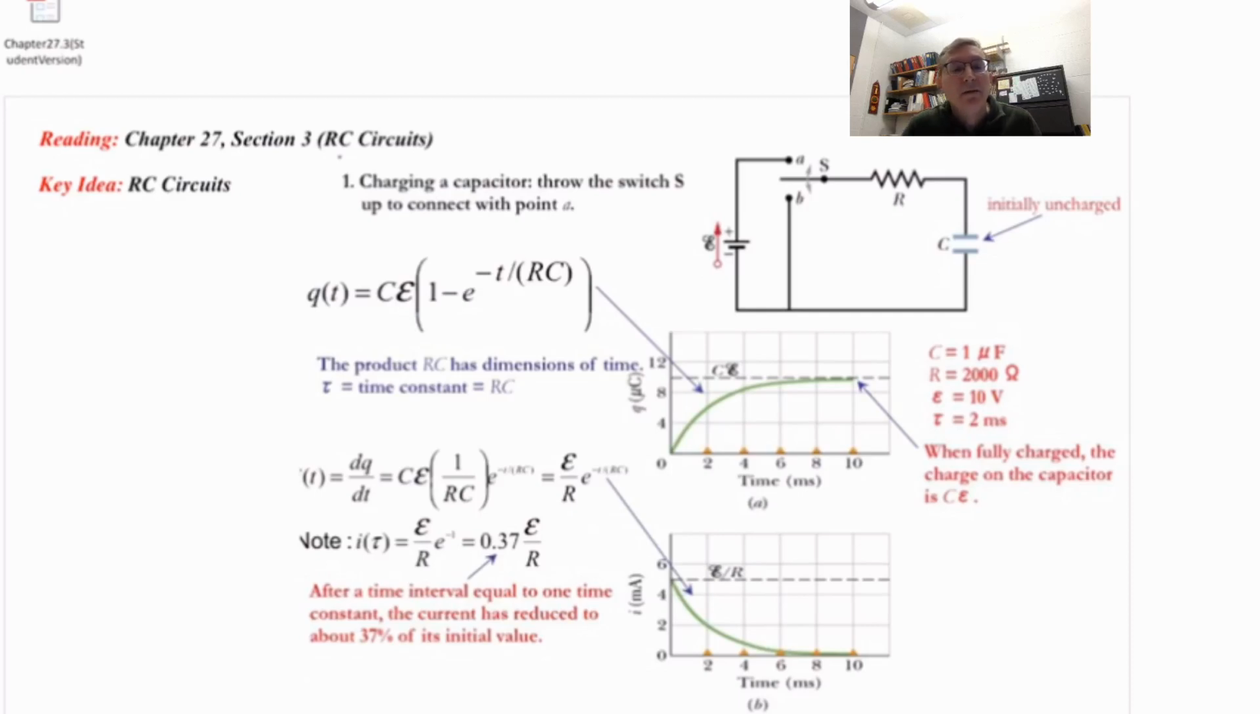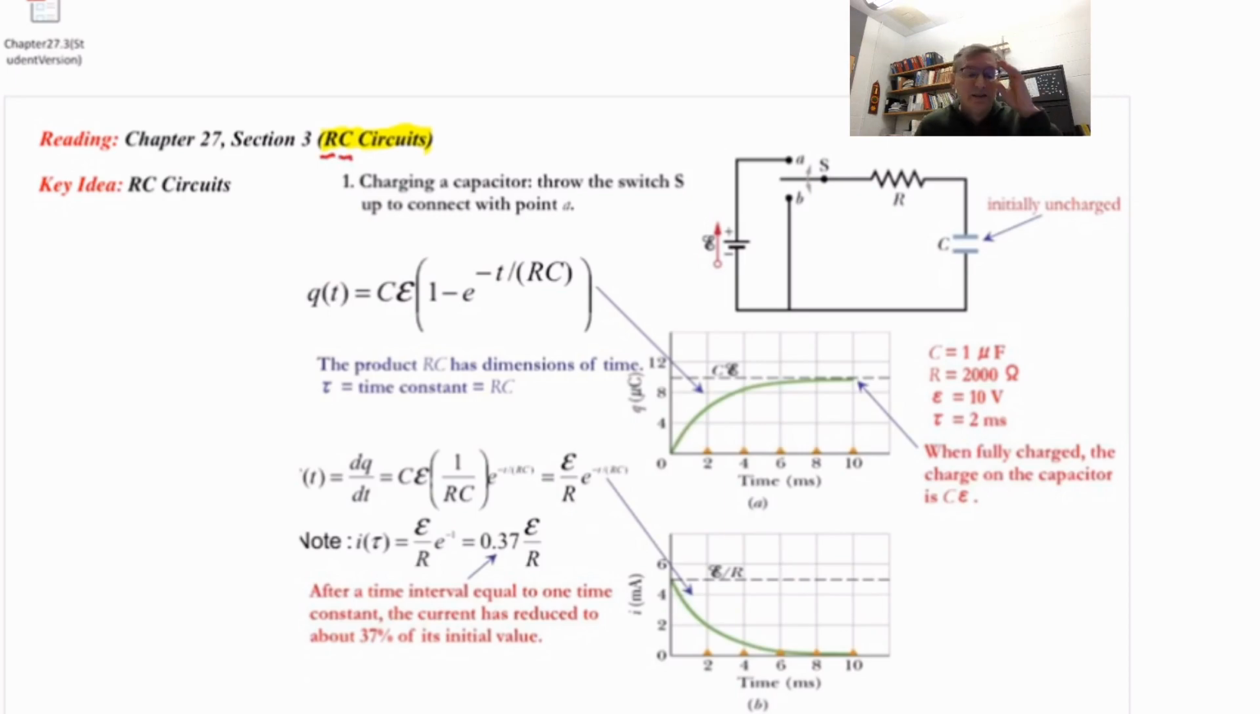Hello again. This is video lecture 27.3, and we're going to talk about section 3 in chapter 27, which is all about the topic of the latest experiment you're working on, what's called an RC circuit. And that's just a way that physicists refer to circuits that have resistors, that's the R, and capacitors, that's the C. Of course, there also has to be some kind of energy source, like a battery or a power supply.